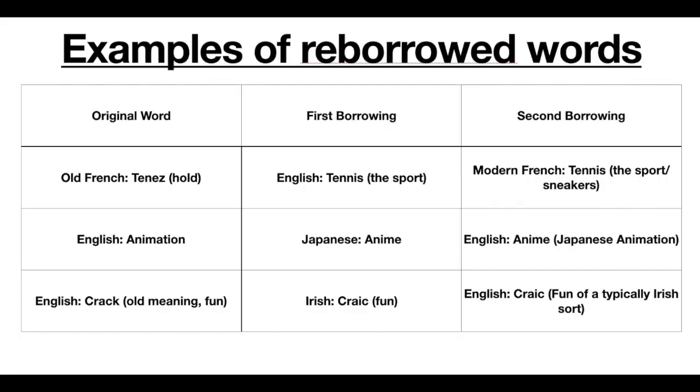So we can see examples of that happening too, and sometimes it can be interesting because a word can be borrowed from English into a foreign language and then back into English. For example, if you think of a word like tennis, tennis is a word that comes from Old French. I believe it was tenir, which means to hold.